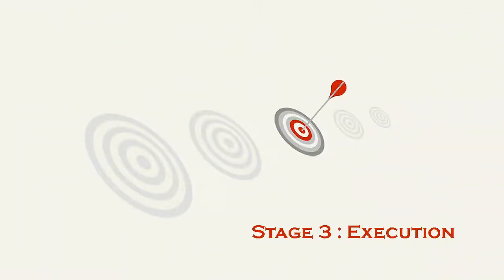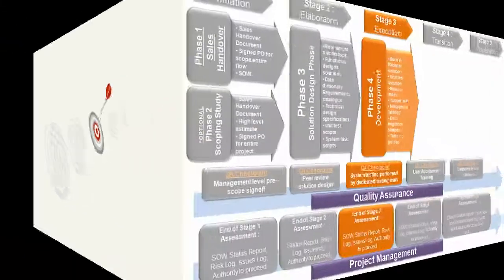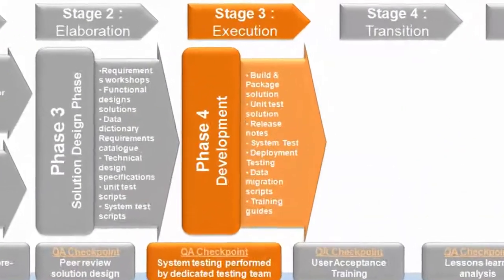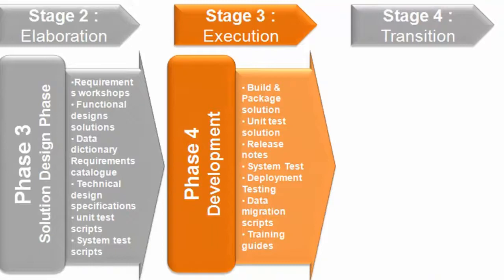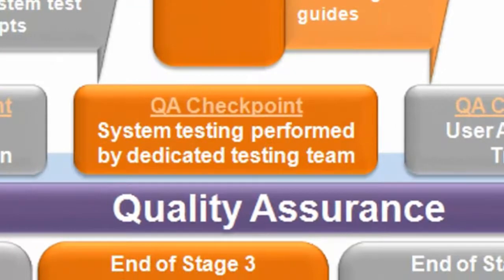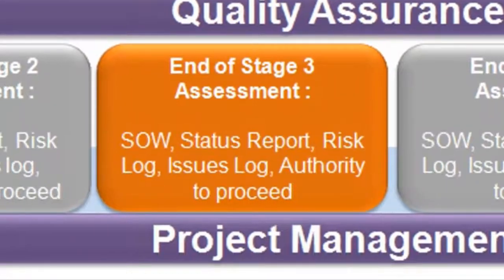Stage 3: Execution. Execution consists of building and packaging solutions, unit test solution, release notes, testing system, deploying testing, data migration script, and training guides. The QA checkpoint for this stage is testing, which is performed by the dedicated testing teams. The end of this stage is assessment of SOW or project charter, status reports, risk logs, issues logs, and an authority to proceed.